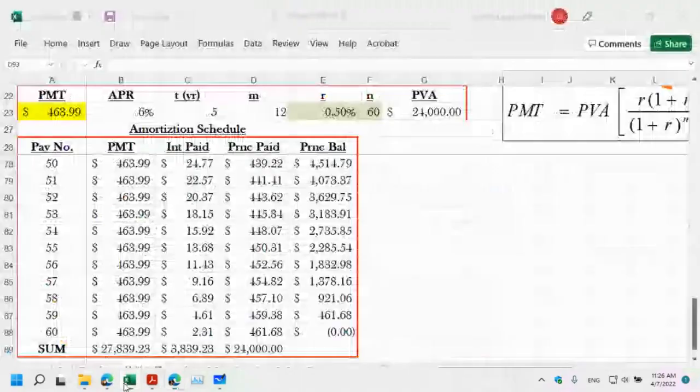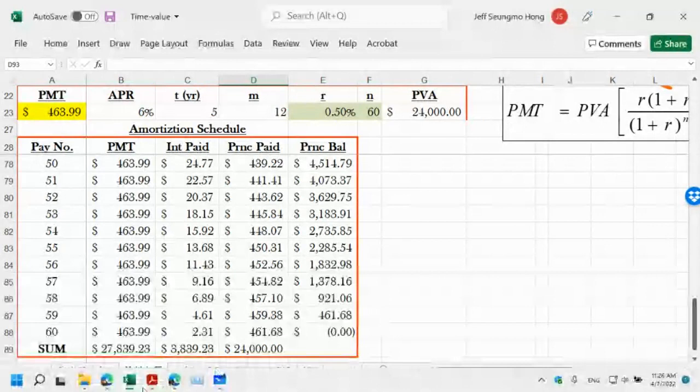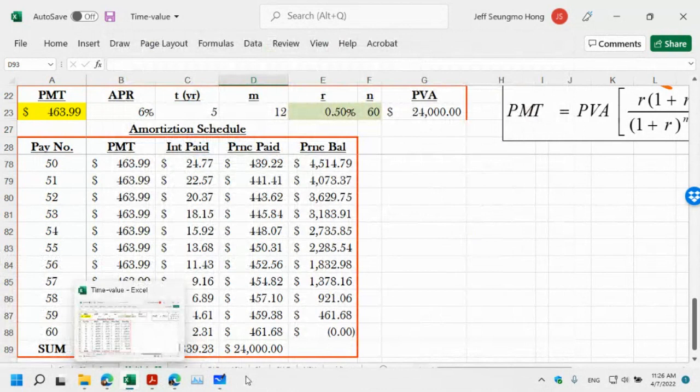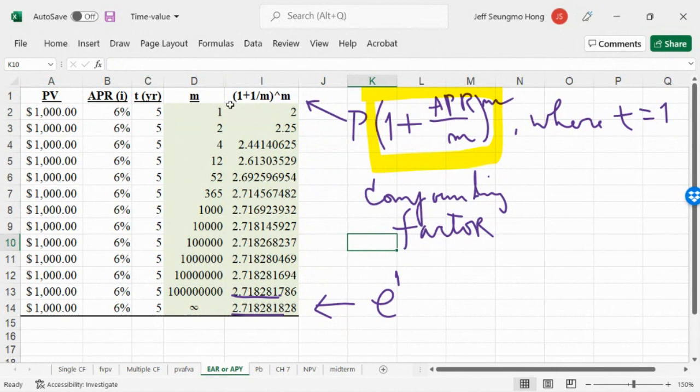So that's it. That wraps up everything about the time value of money. Of course, there's a couple of things left, like APY or EAR, but that's something you already know. Effective annual interest rate or APY. This is something we did before.